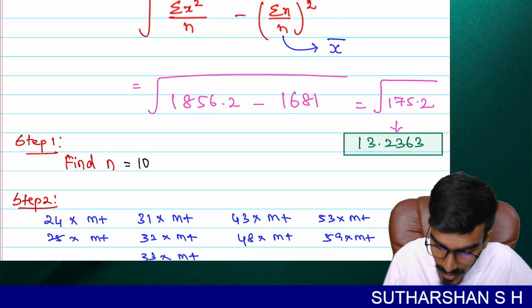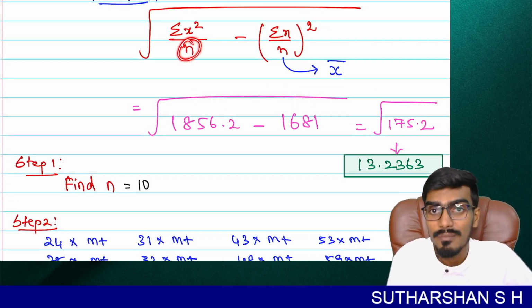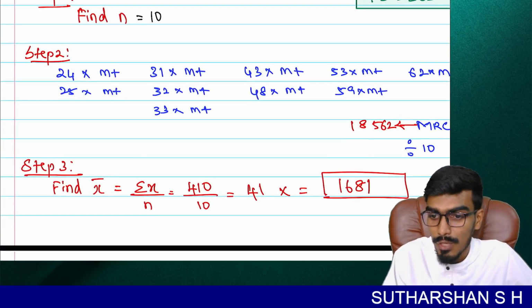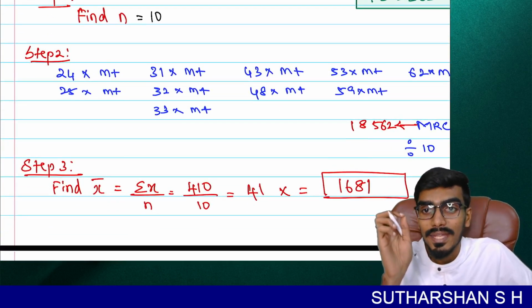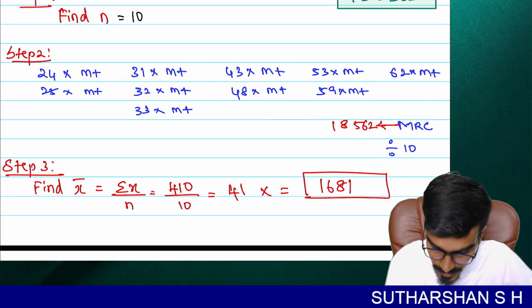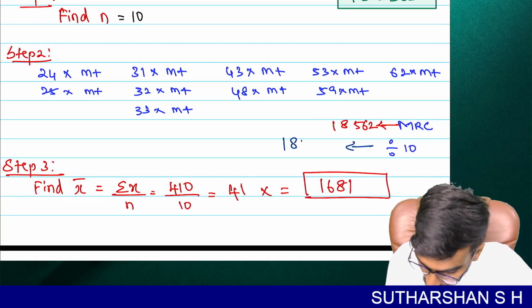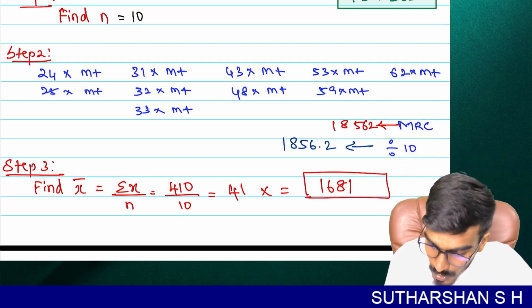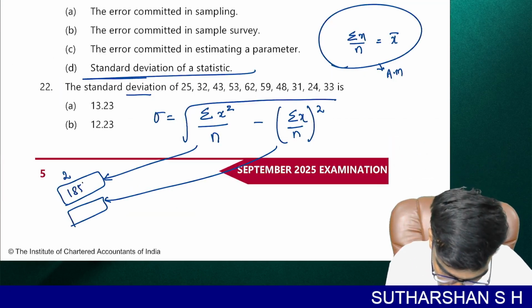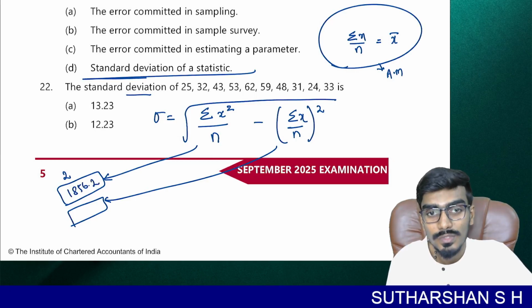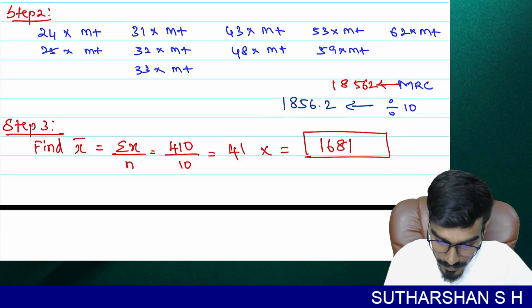Why is it divided by 10? Because this operation requires dividing by 10. So divided by 10, what is the value you are getting? See, 1856.2. We will only mark 1856.2. Okay, now come to the next step.